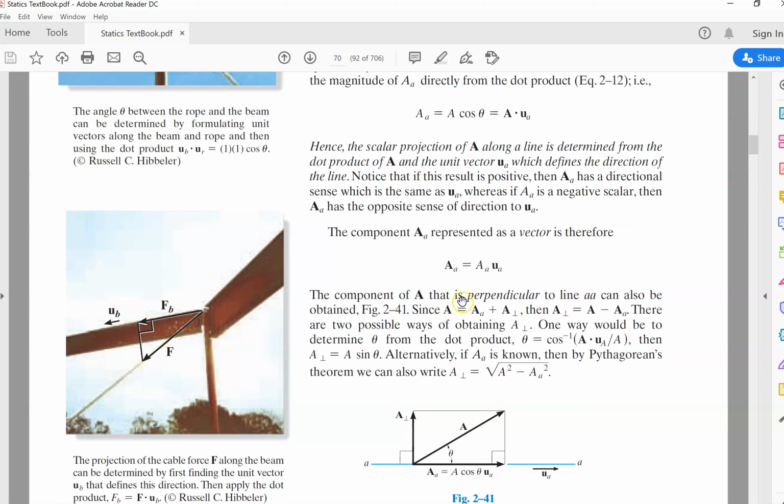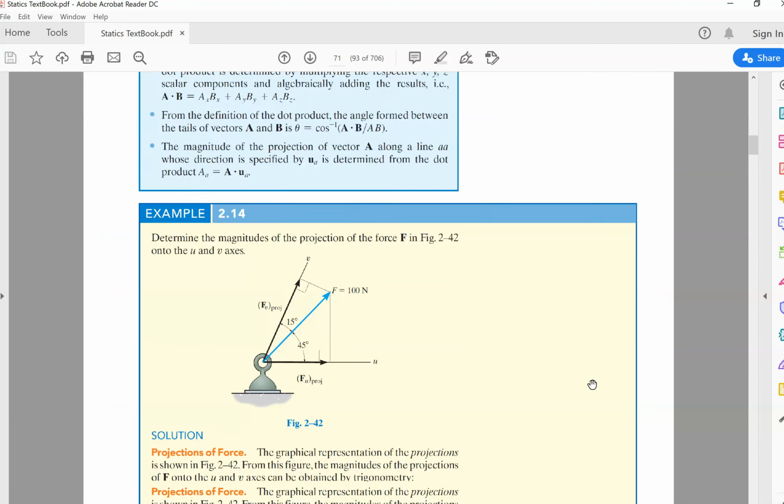So A is actually equivalent to A parallel plus A perpendicular. You can just add because these are vectors, I with I, J with J. And of course A perpendicular will be A minus A parallel. Why I'm telling you this is because with this you can actually find your missing vectors. We will look at an example later, then you will understand what I'm trying to say.